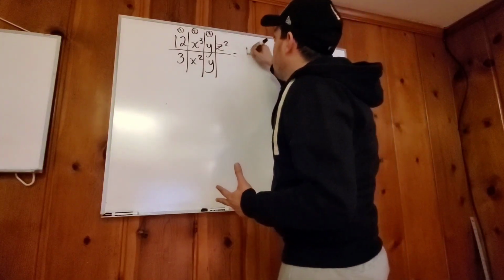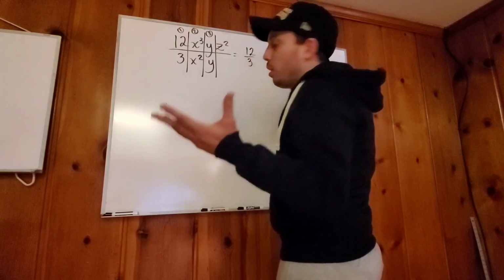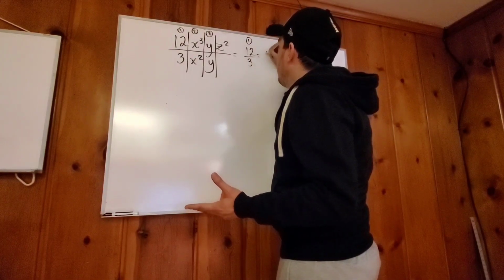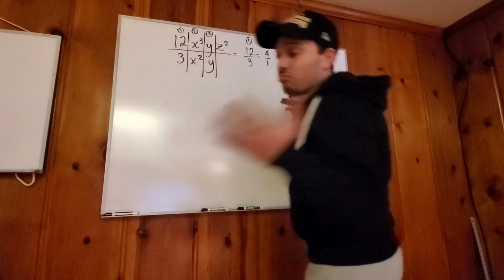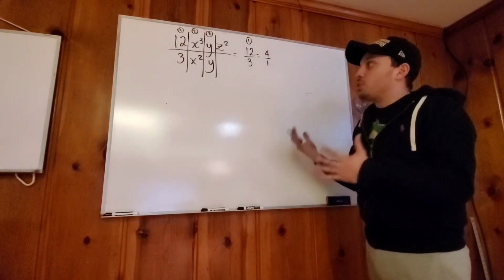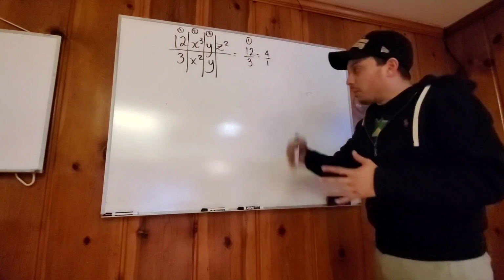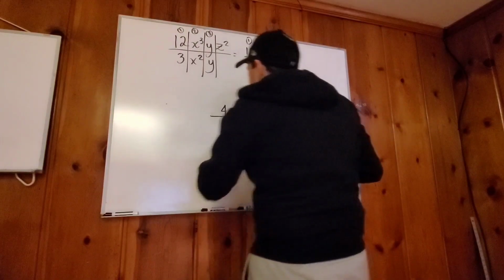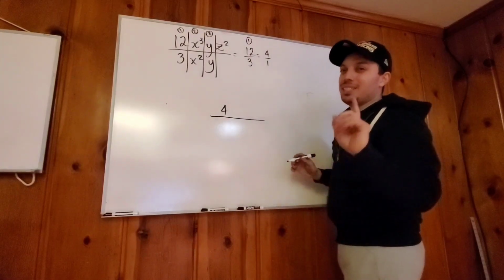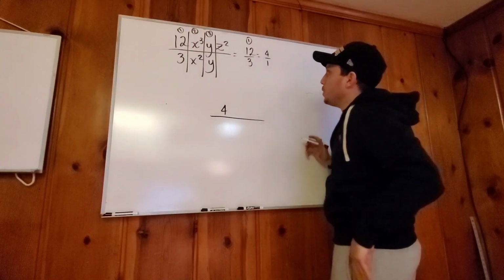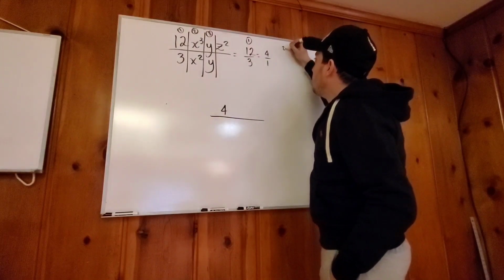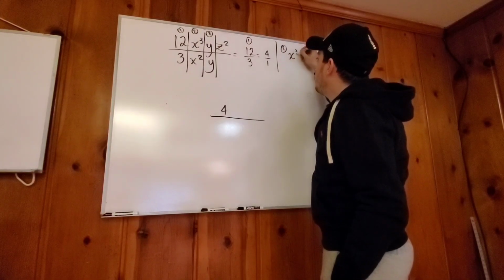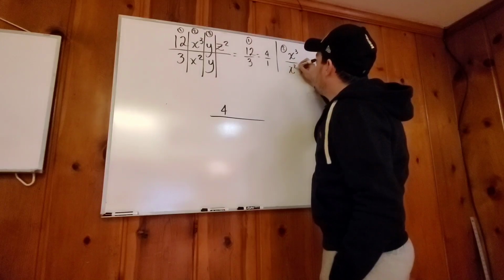Because when I have 12 divided by 3, well, everybody knows that 12 divided by 3 is going to be 4 over 1. That's it. So I already started writing my answer. I already did the first part, which is 4 over 1. I'm not going to put the 1 here yet, and you will see why I don't want to do that. Then in the second part, we have x cubed over x squared.